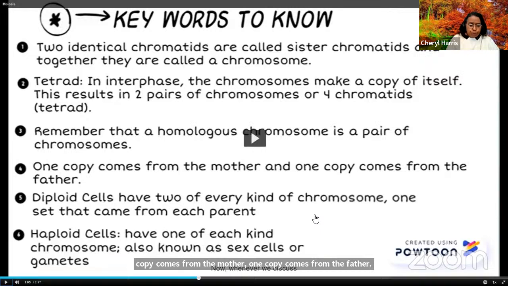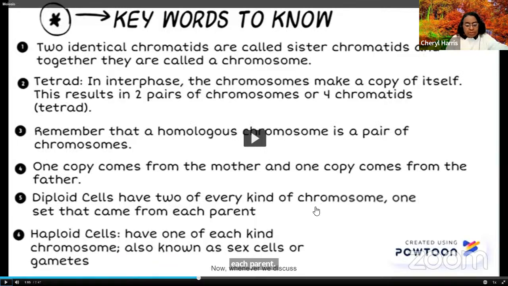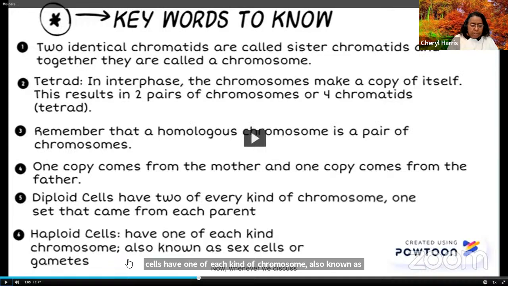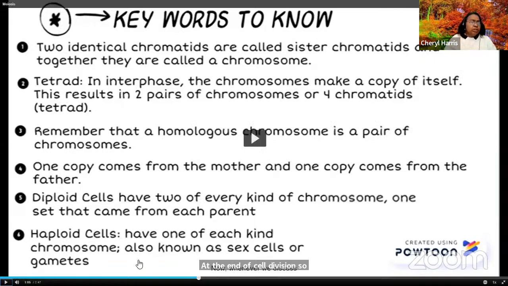Diploid cells have 2 of every type of chromosome, 1 set that came from each parent. Haploid cells have 1 of each kind of chromosome, also known as sex cells or gametes. So gametes are haploid cells. At the end of mitosis, you should have diploid cells. All the cells should have two of every kind of chromosome. At the end of meiosis, you have haploid cells, one of every kind of chromosome.